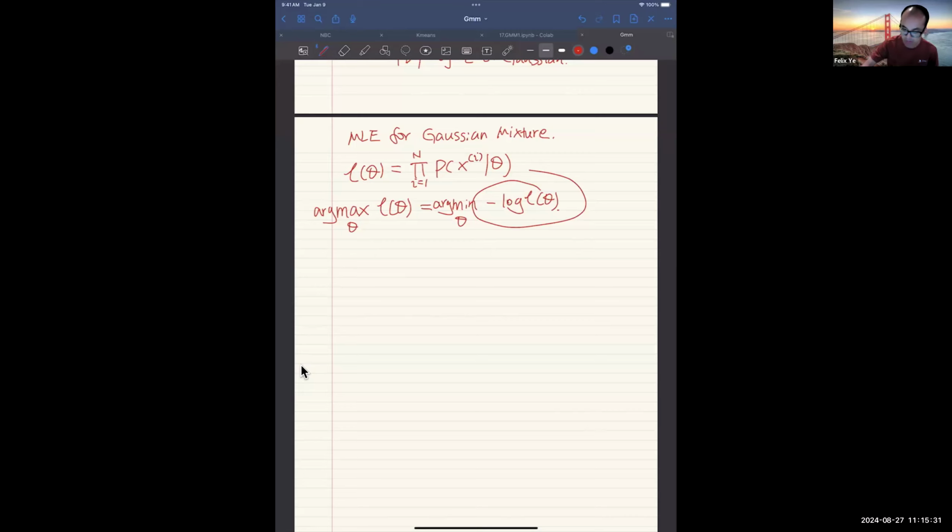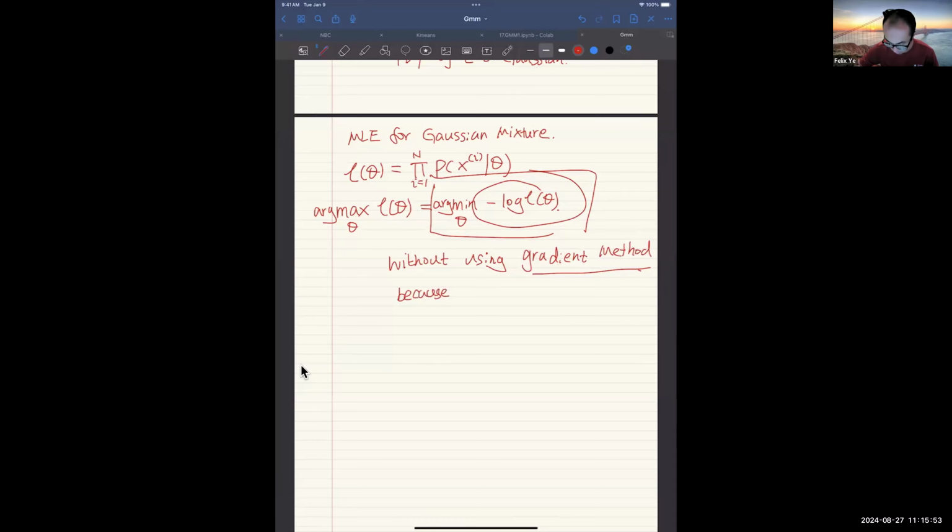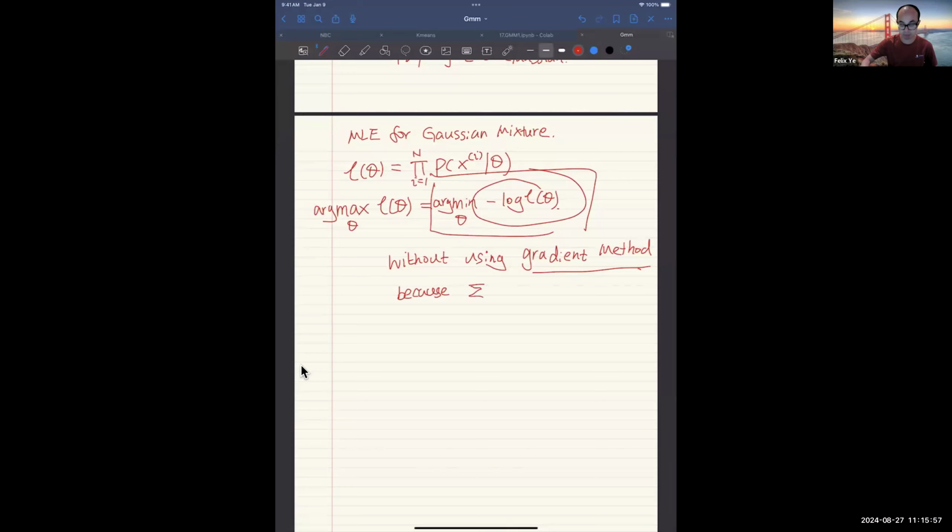So we're thinking about trying to minimize this problem without using gradient methods. Why? Because the constraint that the sigma is positive definite is very hard. This specific positive definite constraint makes the whole optimization problem very, very hard.